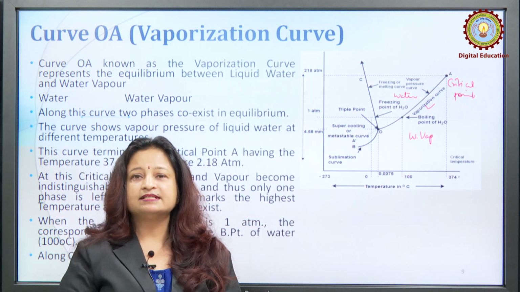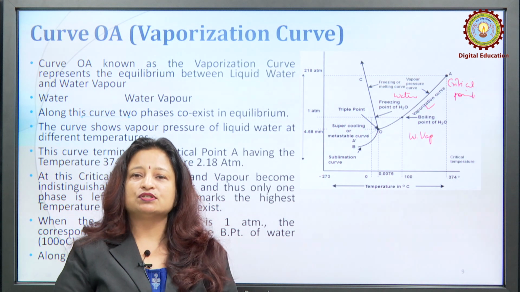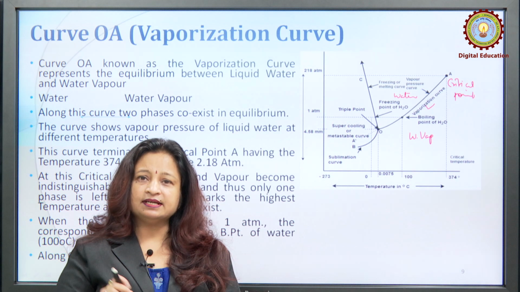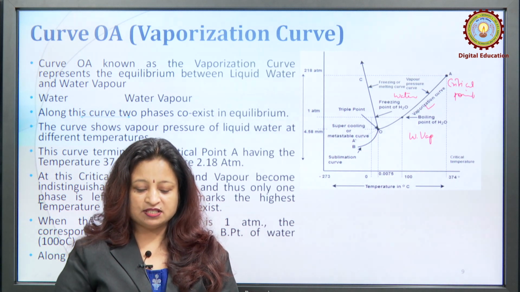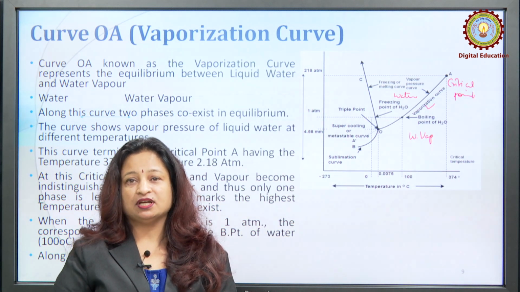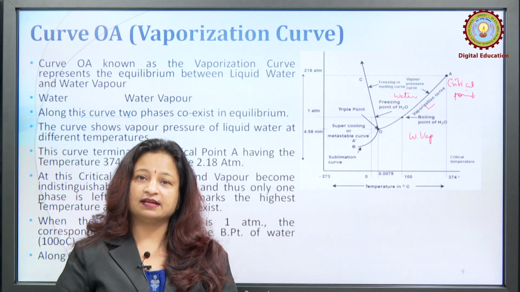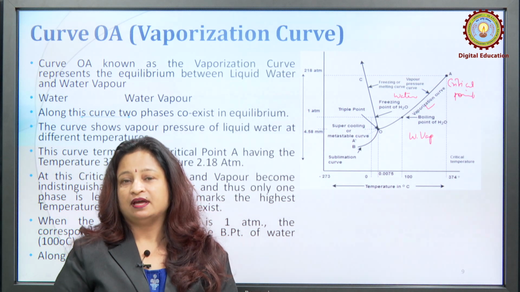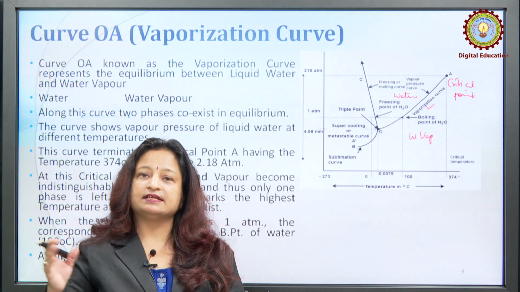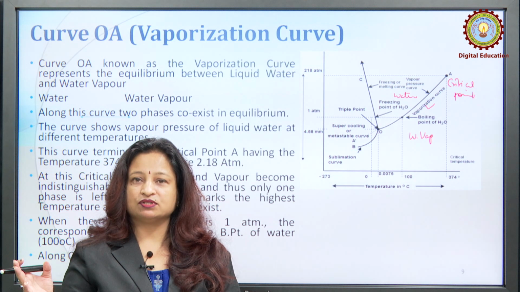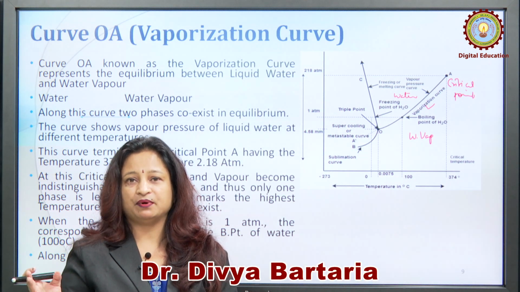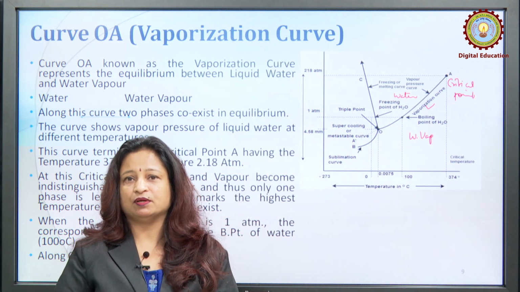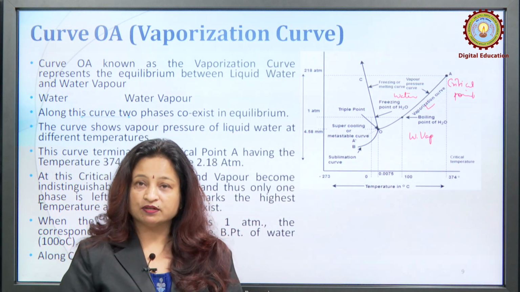You can see it is 374 degrees centigrade and the corresponding pressure is 2.18 atmosphere. So, at this critical point, this is the highest temperature at which liquid can exist. At this critical point, water and vapor become indistinguishable from each other, and thus only one phase is left after this critical point. So, this critical point marks the highest temperature at which the liquid can exist, and before that there is an equilibrium between liquid water and water vapor.